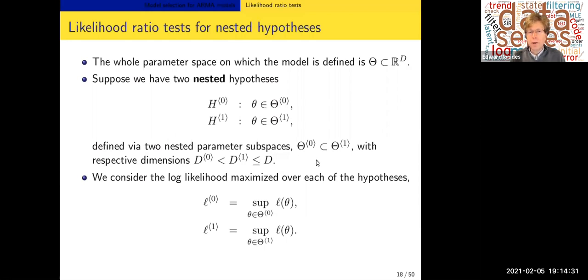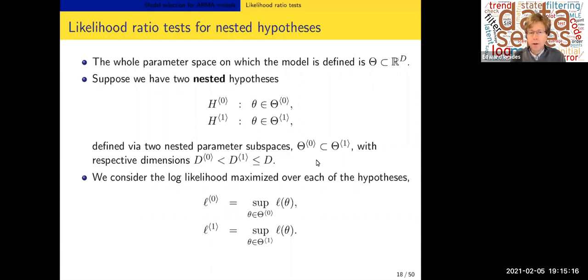So the whole parameter space is some capital Theta, which we're going to suppose is a subset of R^d because it's a d-dimensional parameter. And we have two nested hypotheses, H0, which is theta is in Theta 0, and H1 is theta is in Theta 1. And these are going to be nested parameter subspaces with dimension d0 and d1. And d0 is going to be less than d1. d1 has to be less than or equal to d. And Theta 0, therefore, is going to be required to be a subset of Theta 1.